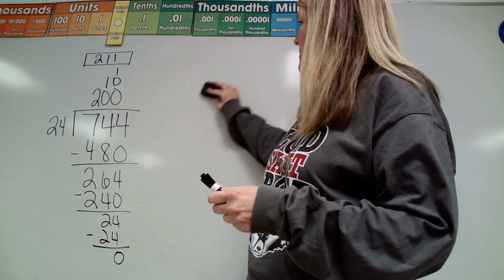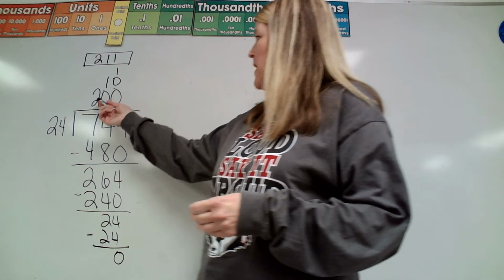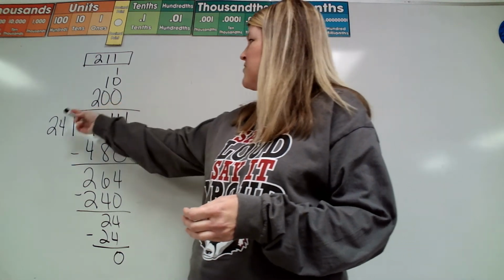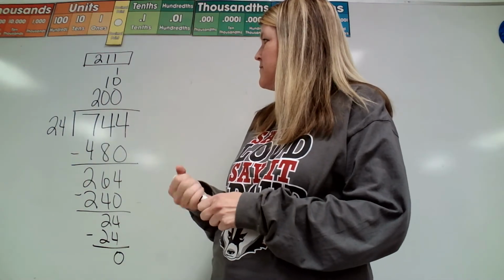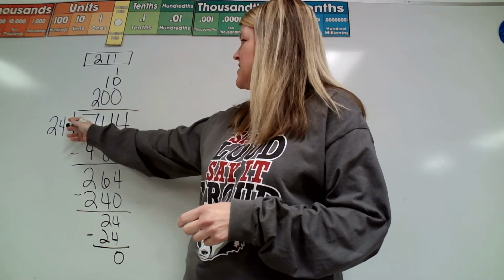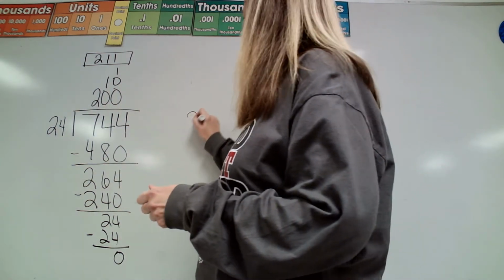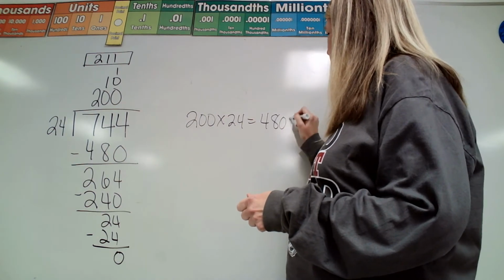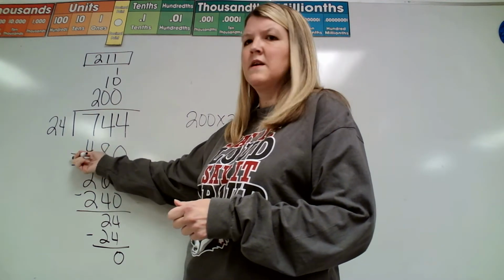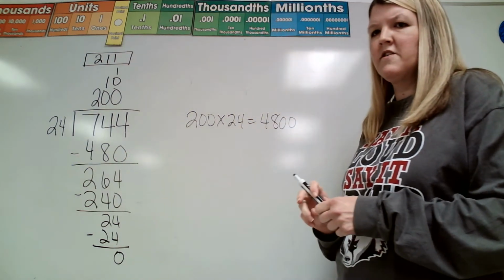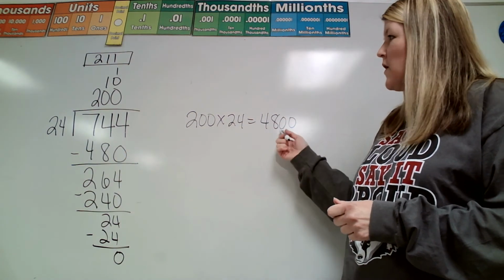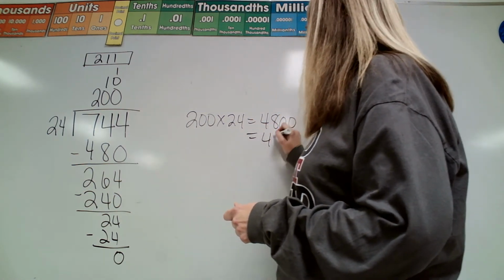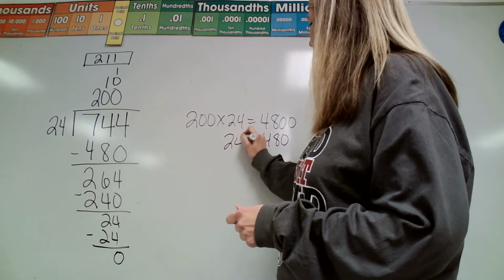So I started out by multiplying 200 times 24. Now 2 times 24 gives me 48. So 200 times 24 is going to give me 4,800. But I see right here that I only put 480. So I think what I was actually thinking, what would be 480? What times 24 would be 480?